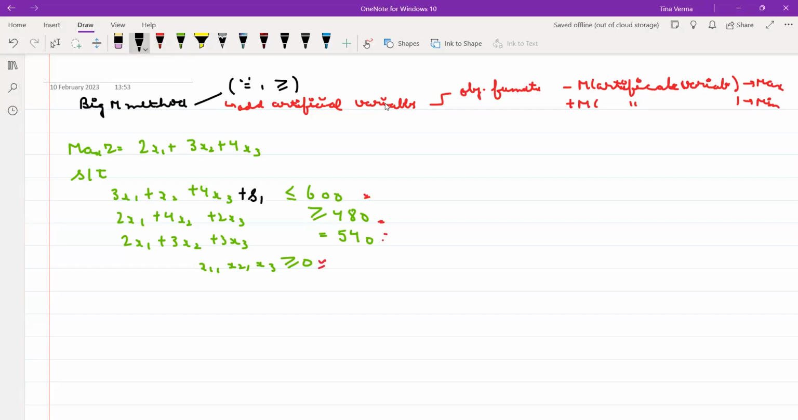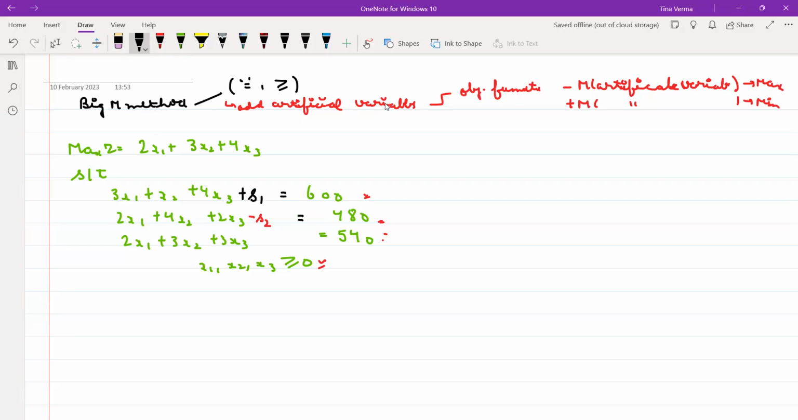Here I need to add a slack variable in the first constraint. So I am taking S1, so this will become equal. And if I subtract S2, then it will become equal. And again, I have to do nothing over here. We are done with this.